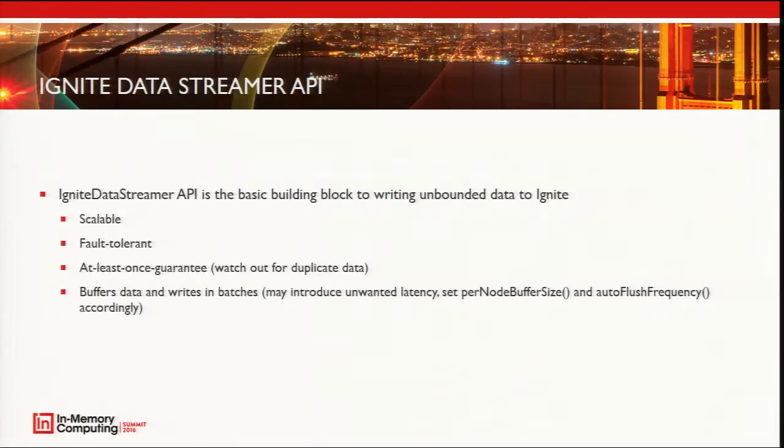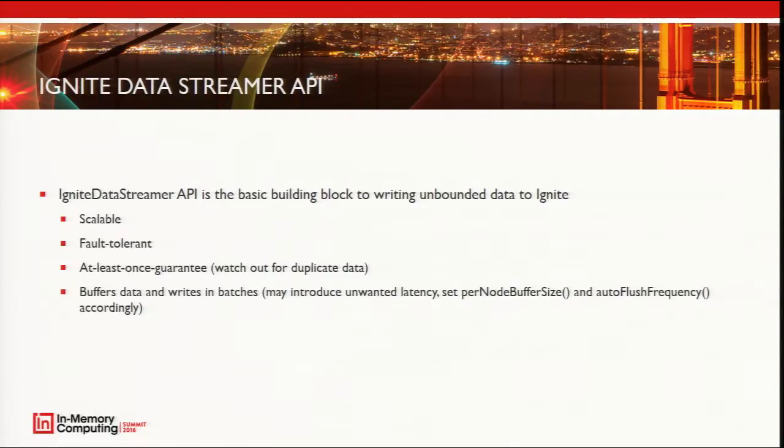All right, so the basic building block we talked about, the Ignite Data Streamer API, is scalable and fault tolerant. You get all this stuff for free from the Ignite framework. At least once guarantee: these are the semantics of the messaging. So you could get duplicates in there. Whatever your processing is, if you have a continuous query running, you need to be aware that you could get duplicate data.